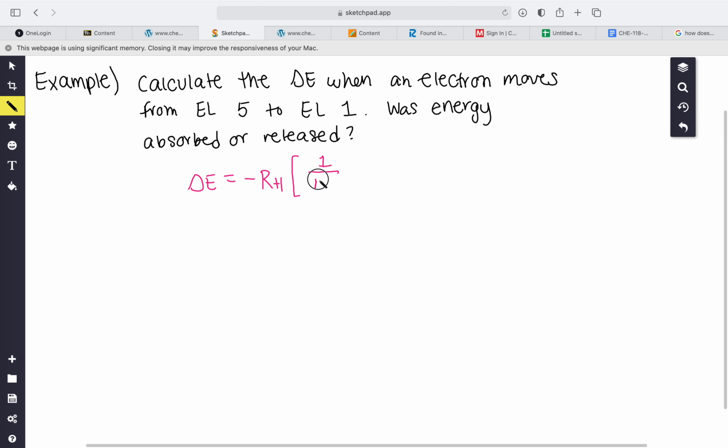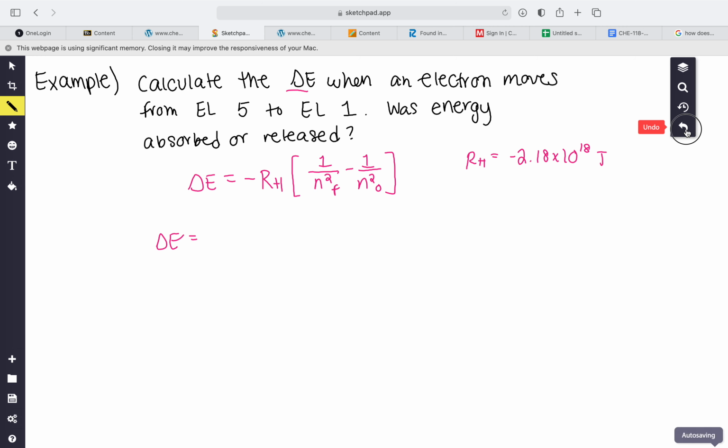This is n squared final minus 1 over n squared initial. And we know that RH is equal to negative 2.18 times 10 to the 18 joules. Alright, so let's get to solving this. We have the change in energy, which is what we're looking for, so we're going to keep that variable there.